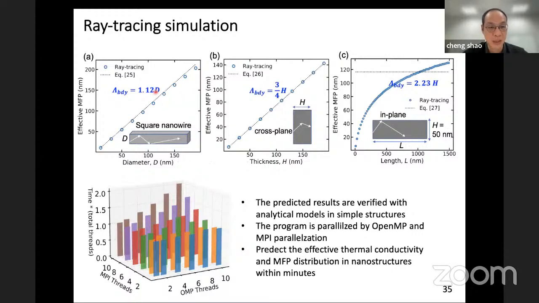With this method, we predict the effective mean free path and the effective thermal conductivity with analytical models in some simple structures, and we find very good agreement between our numerical method and the analytical models, for both cross-plane and in-plane thermal transport. The program is parallelized by OpenMP and MPI. So the predicted thermal conductivity and the mean free path distribution in a nanostructure can be achieved within minutes.